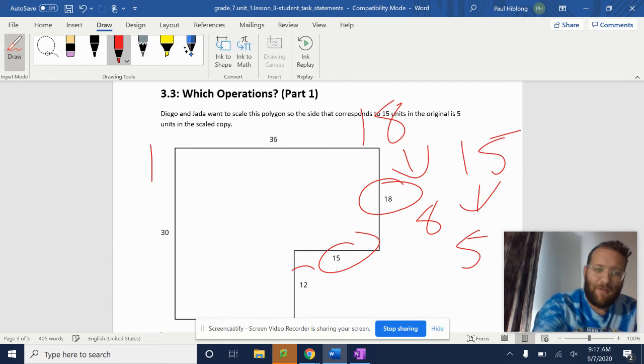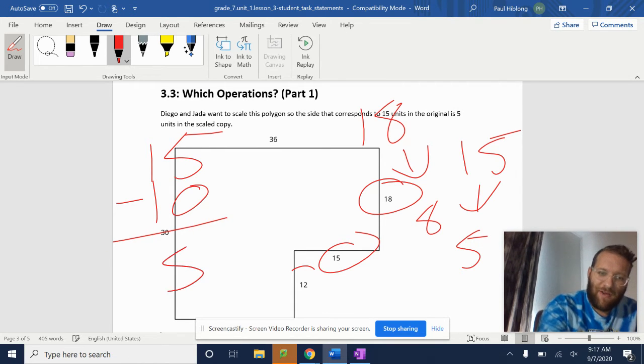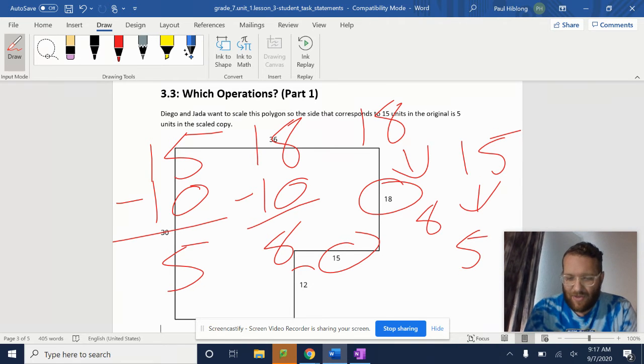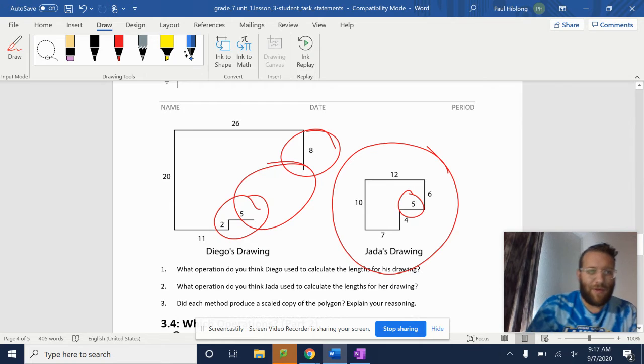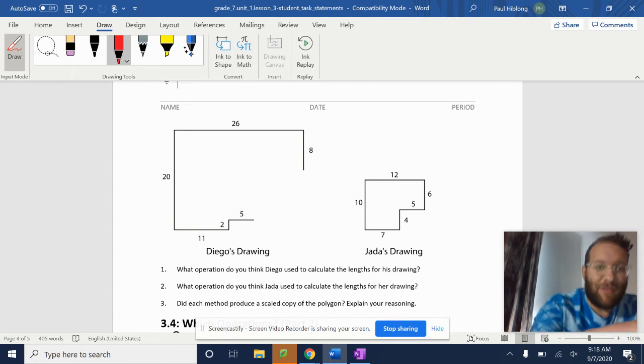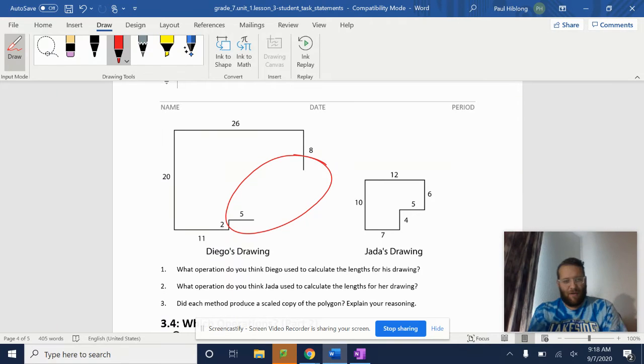He has gone 15 minus 10 equals 5, and 18 minus 10 equals 8. So he subtracted, and what we got out of that was not a scale copy. It doesn't look the same, guys. It has this big gap here. So when looking at Diego's, we learned that we cannot subtract. We know we have to do some sort of operation to get down there.